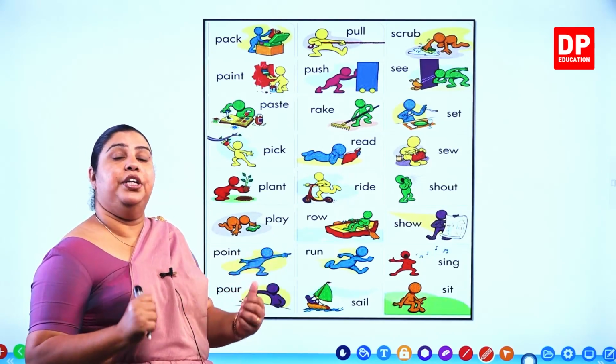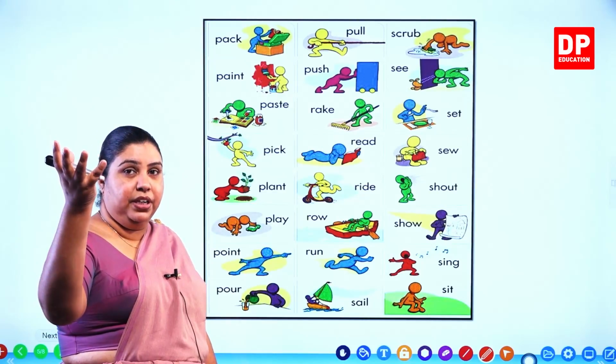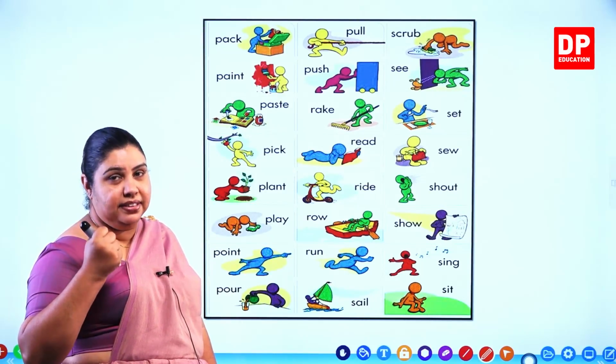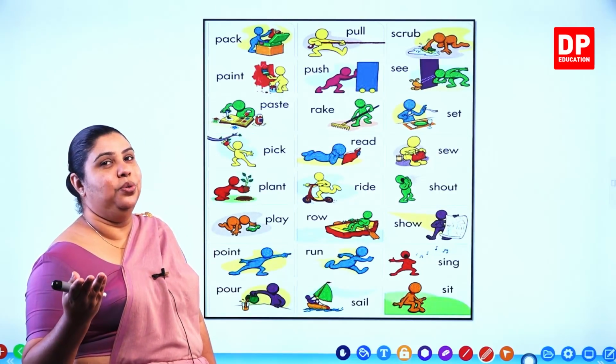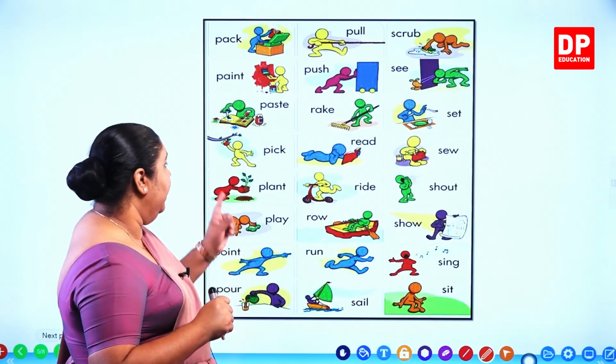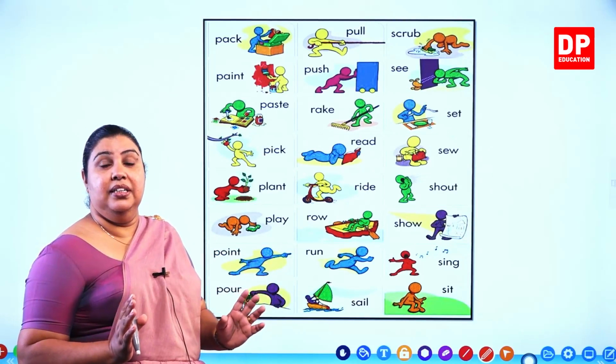So it is something that you do when you go to a tree and when you pick fruits. It's a thing that you do. When you pick the papers on the ground, it is something that you do. They are all verbs.